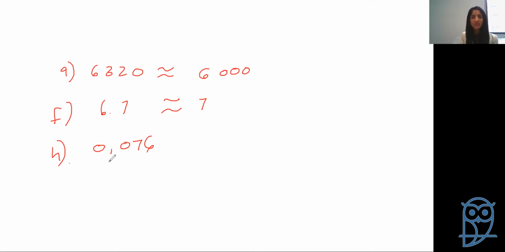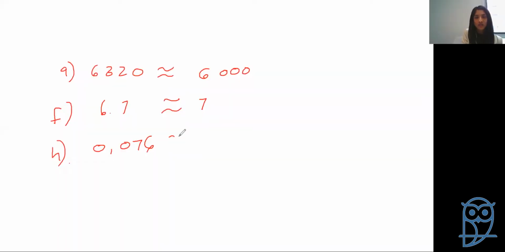What about 0.076? What would be the most significant number in this number? The answer would be 0. The answer for this is 0, okay? Now this is for us writing the one significant figure. Okay, now let's do with two significant figures.